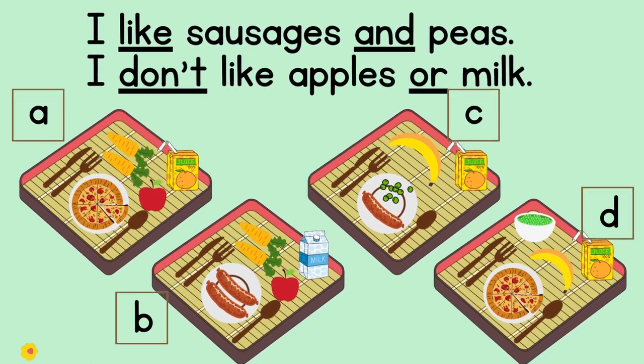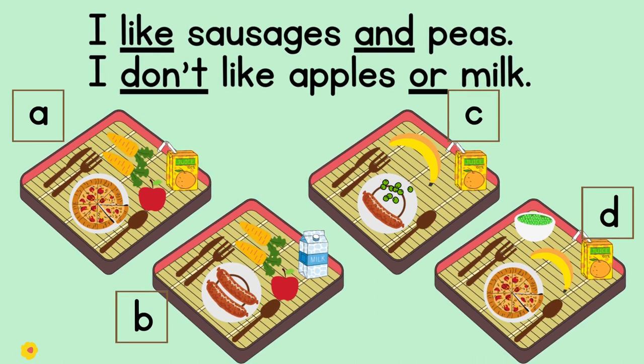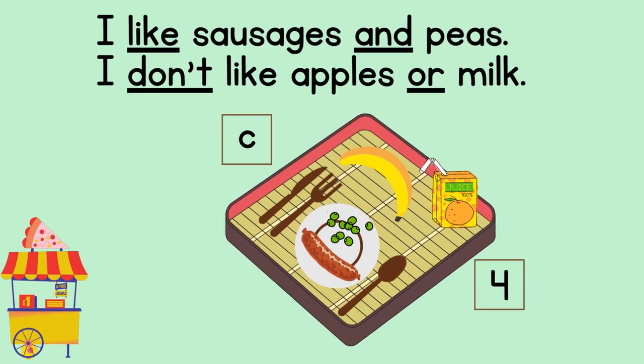Next sentences. Let's read together. I like sausages and peas. I don't like apples or milk. Now, can you tell which one is the answer? Is it A, B, C, or D? The answer is set C.